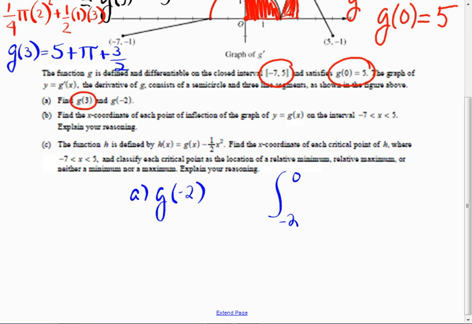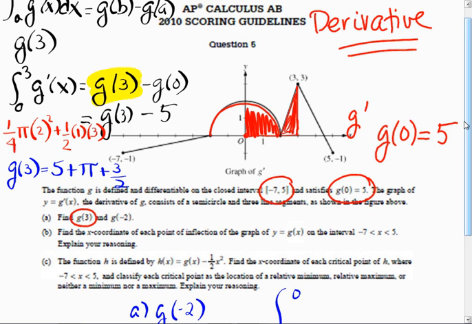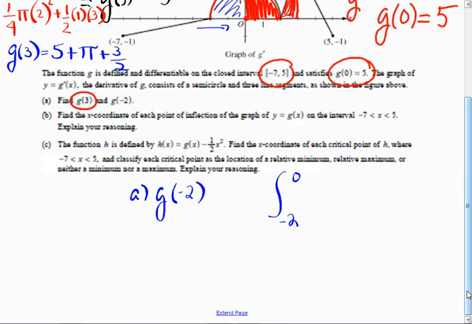Could you do 0 to negative 2? Yes, but then you're going to have to remember the negative sign, right? Because you're going the wrong direction. We always want to go left to right. And that's going to be this area. Well, that's pretty easy, right? Of g prime. Now, what do you have to show in the exam?